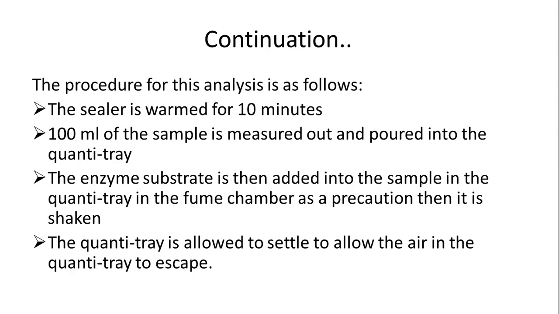Pour 100 milliliters of your water sample into the quantity tray, and then an enzyme substrate is added into the sample in the quantity tray in the fume chamber, because this substrate produces poisonous fumes. So it's better to do it in the fume chamber in the laboratory, as a precautionary activity. After that, you're supposed to shake your quantity tray so that the enzyme substrate can dissolve in the water. And then the quantity tray is allowed to settle to allow the air in the quantity tray to escape. So you put it in an upright position to allow air that might have gotten into the water to come to the top and go into the atmosphere.